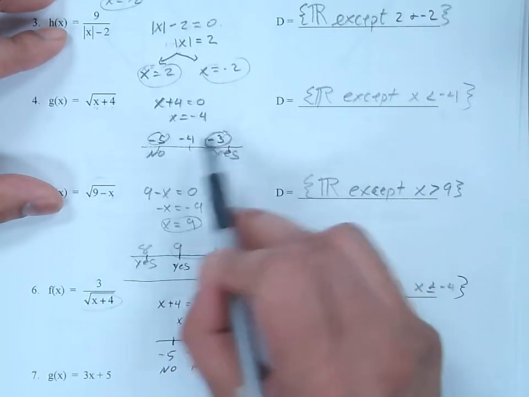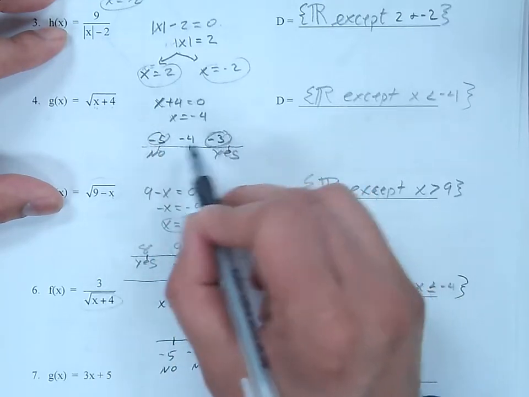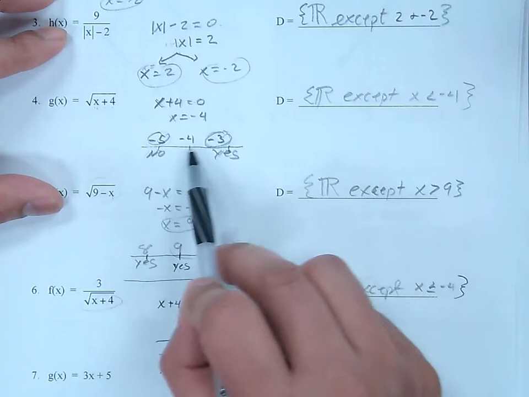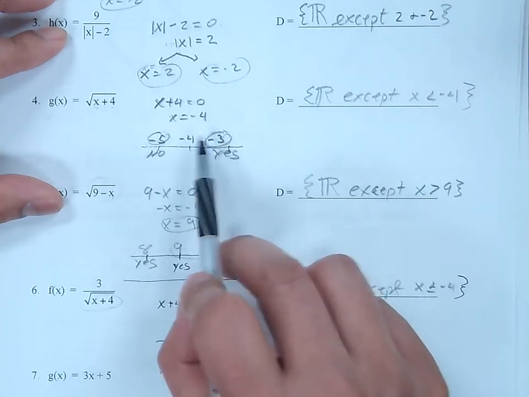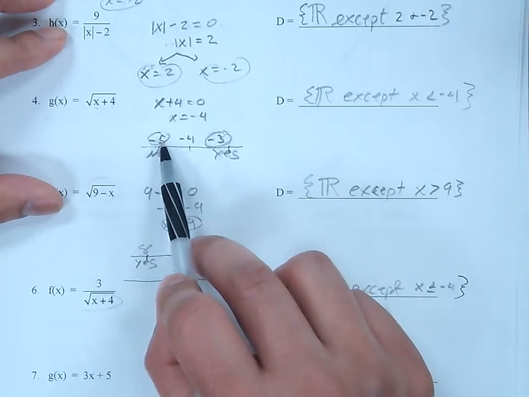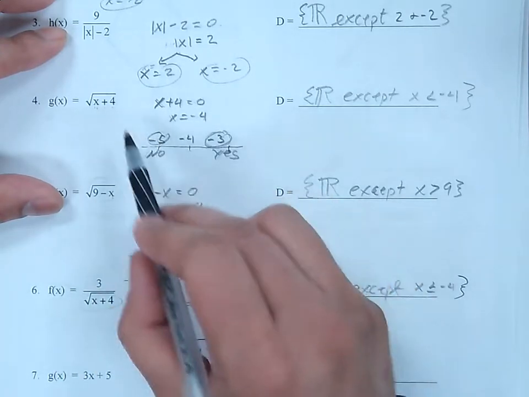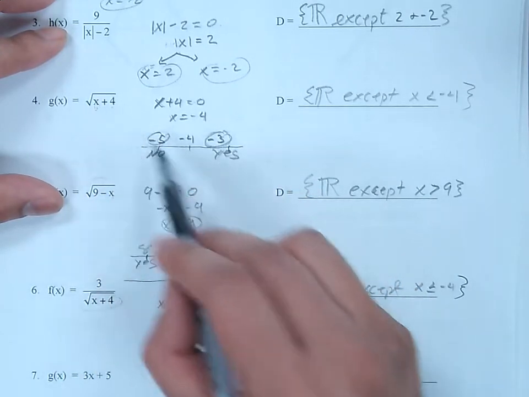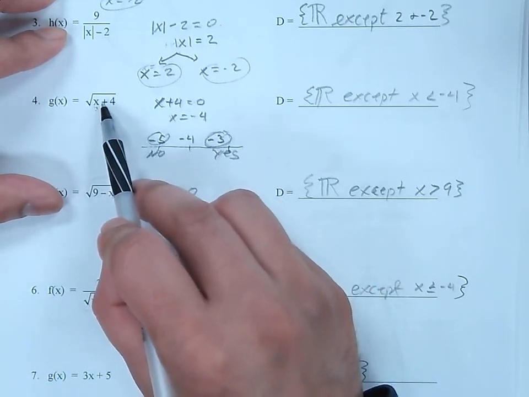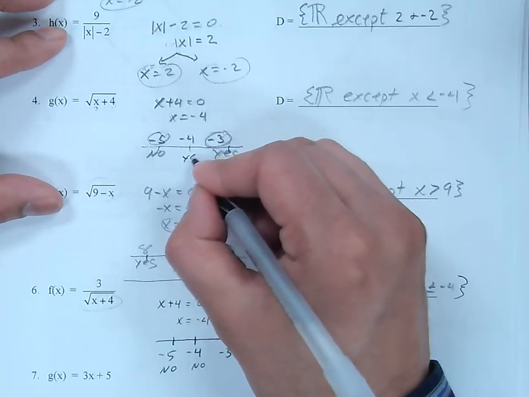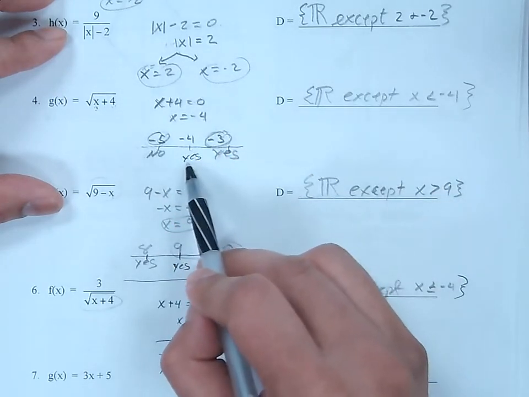So -3 and -5 on either side of the -4. And then I go ahead and plug in the -3, which would represent all numbers that are greater than -4, and the -5 would represent all the numbers that are less than -4. Okay, so let's say I stick in the number -4. -4 plus 4 is 0, square root of 0 is 0. That actually works, right? So you can say yes next to this.